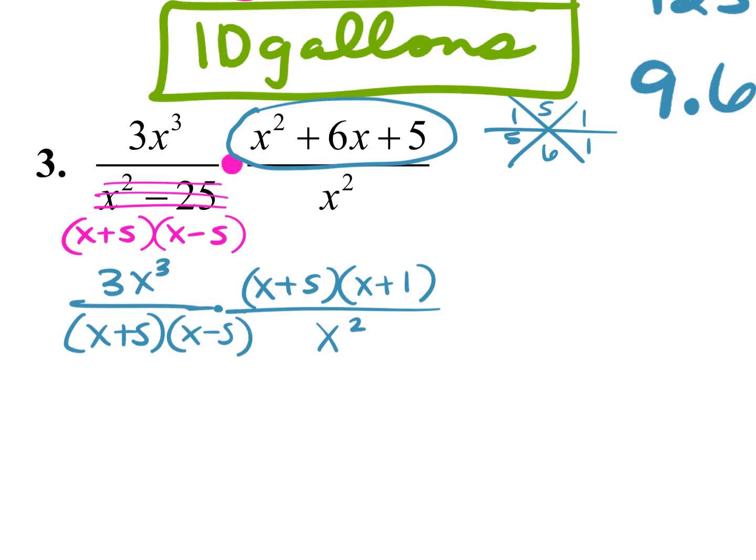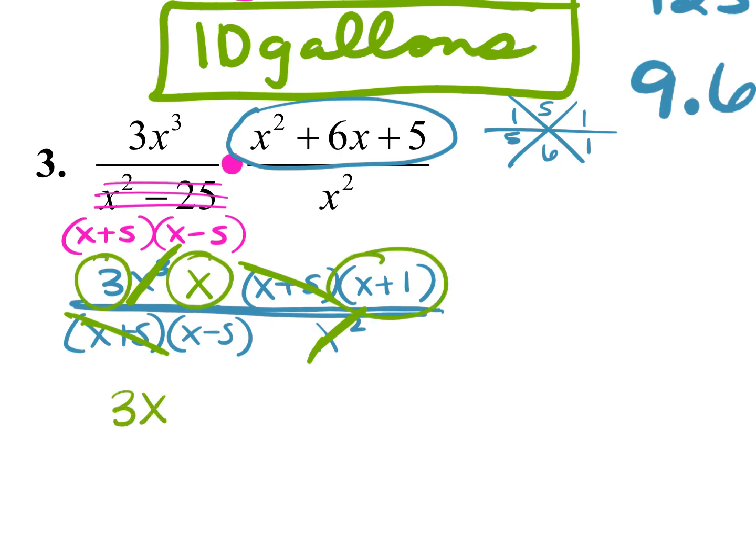Now, notice this is multiplication. Do you need a common denominator? No. So you can really just treat this as one big division bar right now, and you multiply across the top and you multiply across the bottom. What can you do from here? You can cross out what's the same. X plus 5 over x plus 5 is 1. You also have x to the third over x to the second. What are you left with? Just x in the numerator. So you have a 3, an x, and an x plus 1. And then in the denominator, you have an x minus 5.